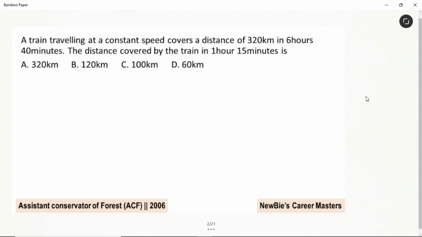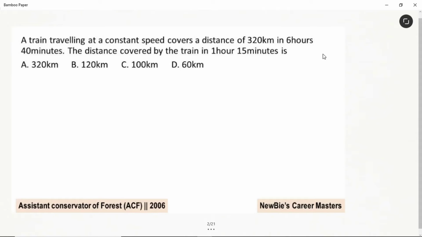Next question is: a train traveling at a constant speed covers a distance of 320 km in 6 hours 40 minutes. The distance covered by the train in 1 hour 15 minutes is. Newbies, this comes under proportionality, okay? Think of this: distance and time. Are these two directly proportional or inversely proportional? These two are directly proportional.